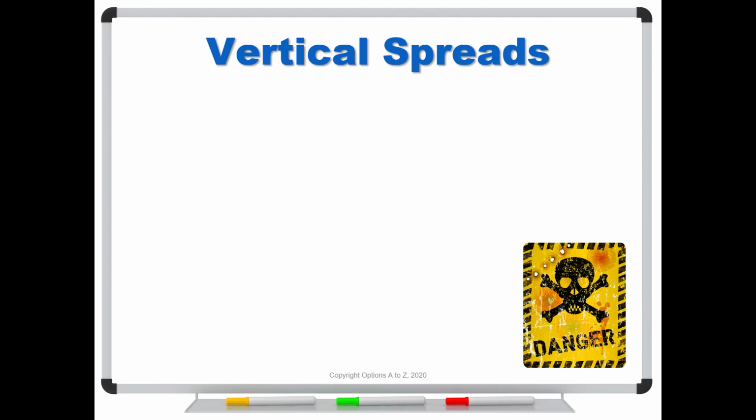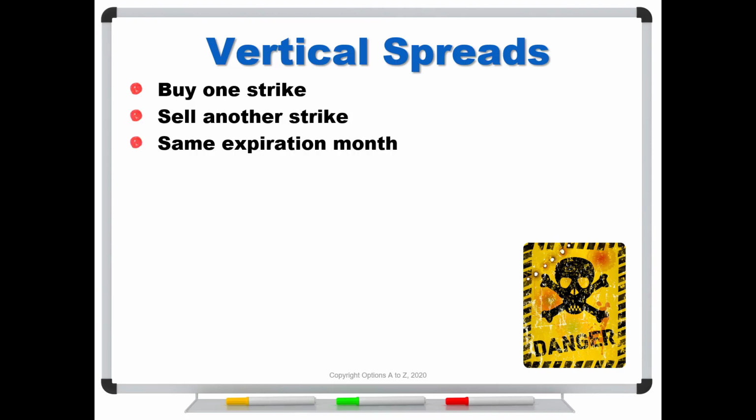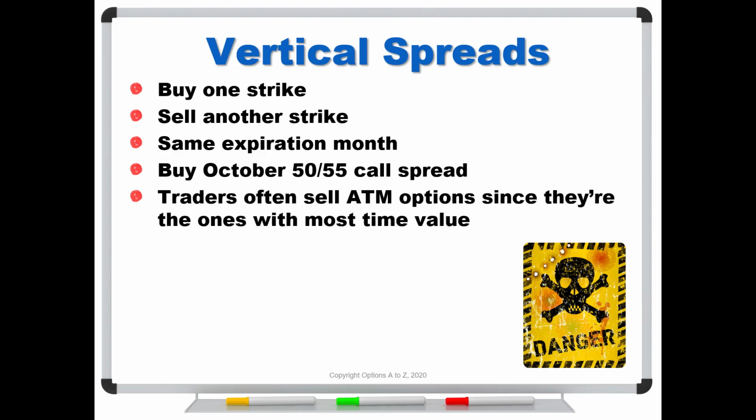So let's take a look at a vertical spread where you're going to buy one strike and sell another strike with the same expiration month. So for instance, you might buy the October 50-55 call spread. It would be a type of vertical spread. The problem is that traders often sell the at-the-money options because they're the ones with the most time value or the most extrinsic value. There's certainly a lot of good arguments for selling the at-the-monies, but again, it presents a problem when skews are present.